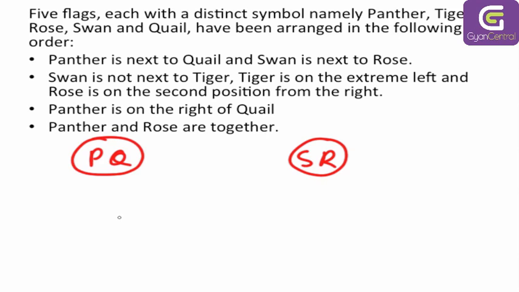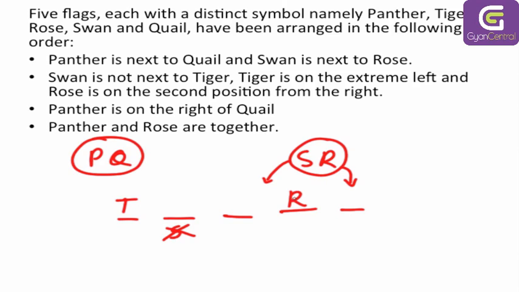So let me draw my 5 here now. 1, 2, 3, 4, 5. Tiger is to the extreme left. Swan cannot come at this position, so I'm just writing down S and crossing it so that I remember. Rose is on the second position from the right. So rose is here. Now S can come either at this position or at this position.